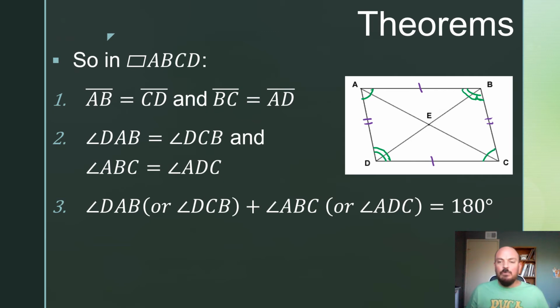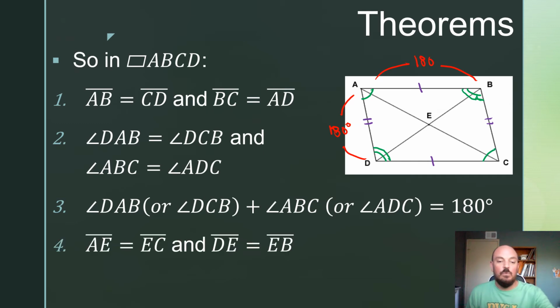Number 3, I can't really mark on the picture, but basically what it says is if you take any two of the angles that are not congruent, they add up to 180. So like this one here and this one here add up to 180. Or this one here and this one here add up to 180. Any two, if you pick one of each group, one out of A and C and one out of B and D, then you add them up, they're going to add up to 180.